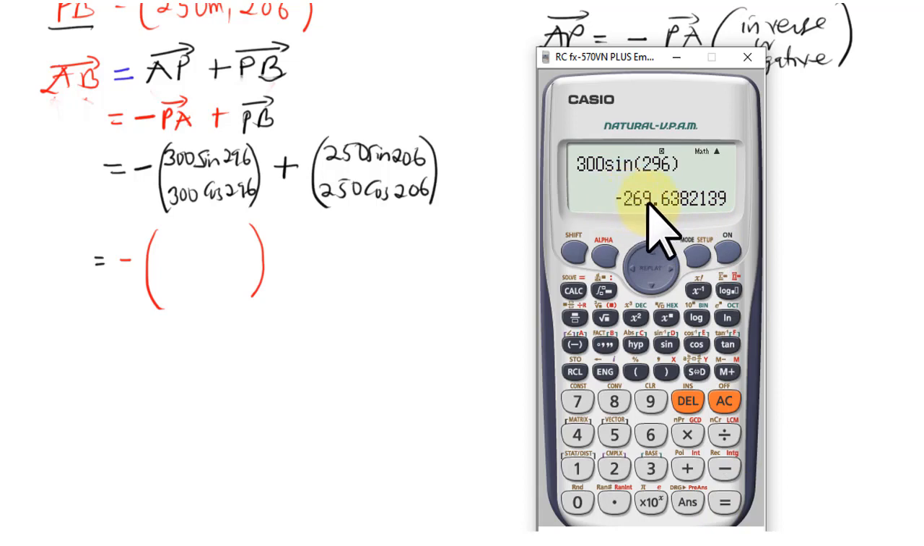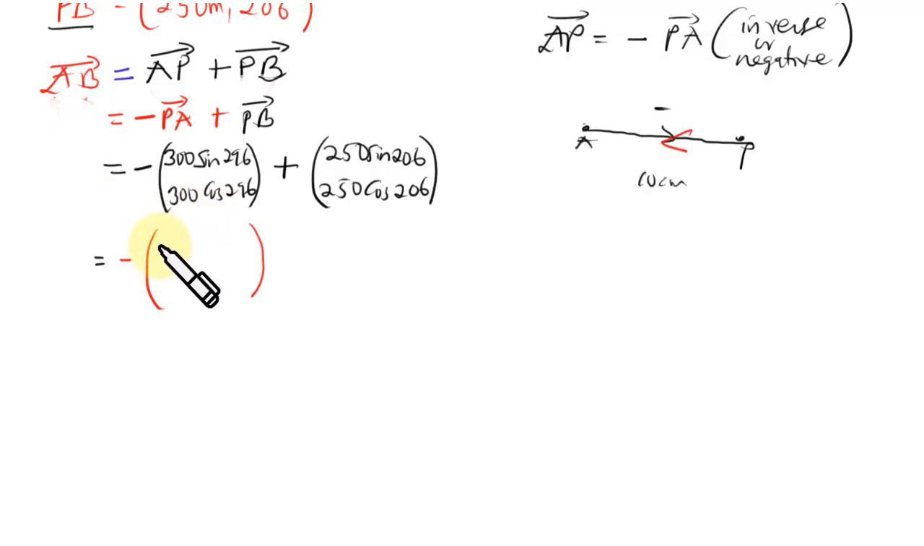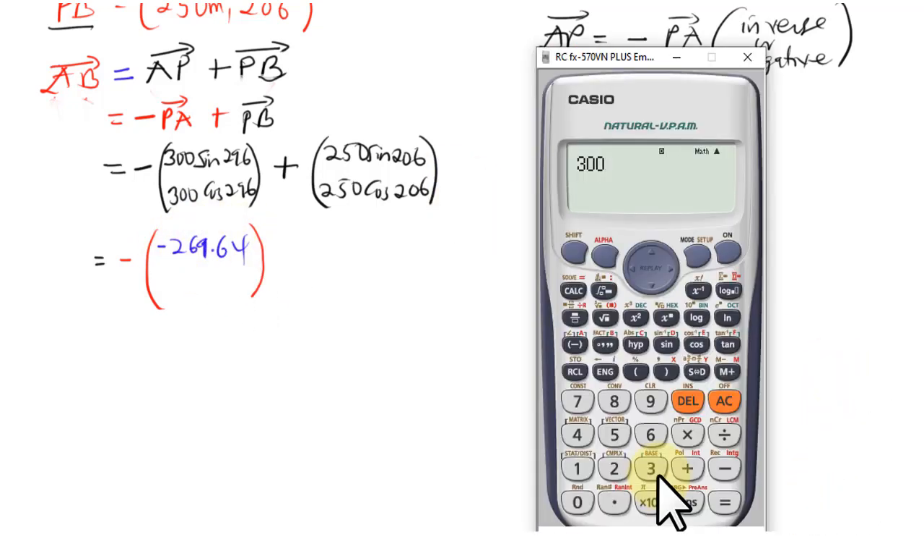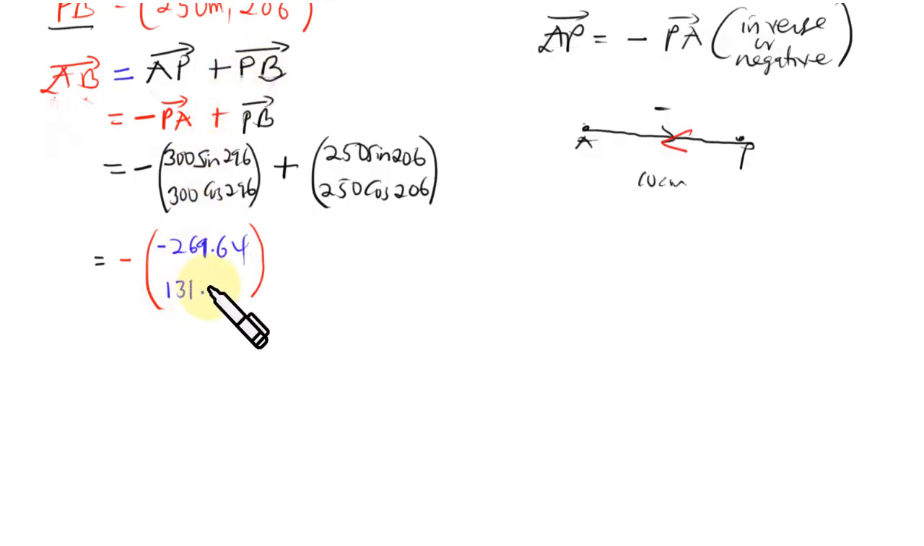I will resolve it to two decimal places, so I have negative 269.64. I'll check the next one too: 300 cos 296, and that is 131.51.